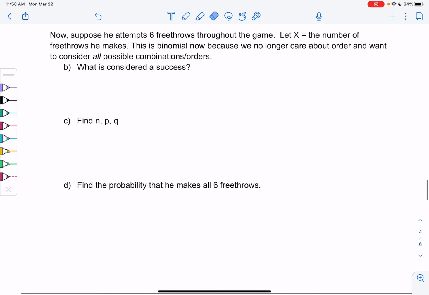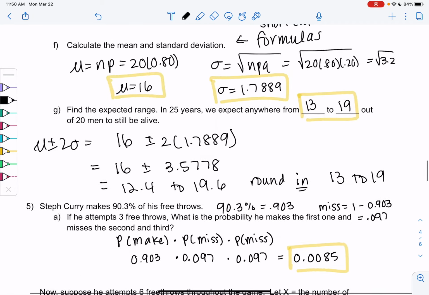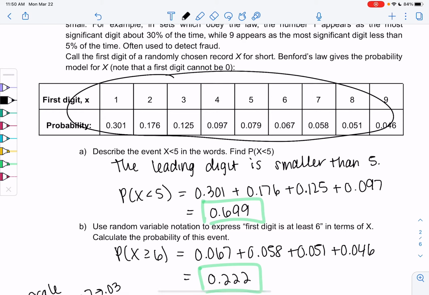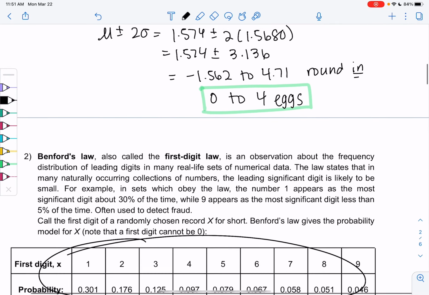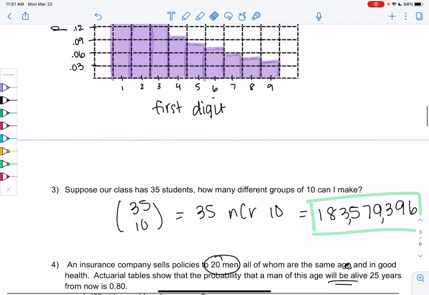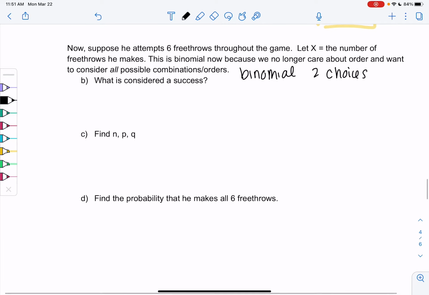So now we have binomial because we have those 2 events. He either makes a free throw or he doesn't. Binomial is whenever we have 2 choices. You'll notice we no longer have frequency tables like we did earlier in the homework. That's another reason why it's different. Binomial won't have a table like this because binomial is just 2 events. This is 9 events, 1 through 9. So Steph Curry making a free throw would be a success.